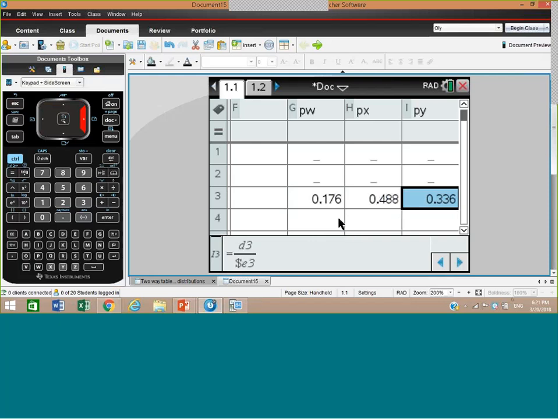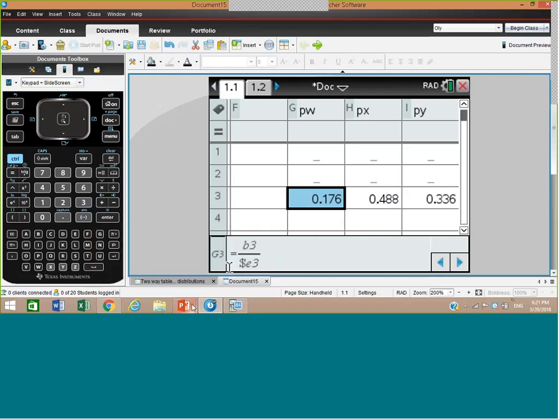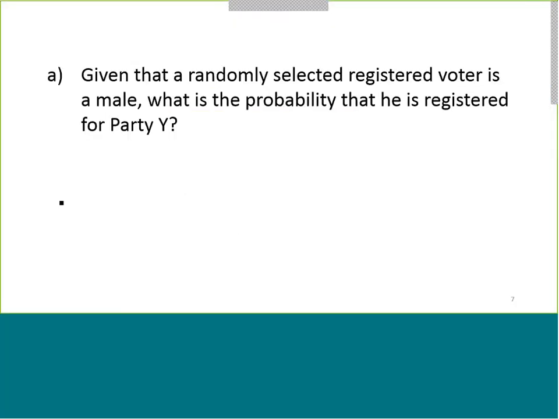So let's actually do the real question now, the AP problem. You want to jump back over to the PowerPoint? Yeah, let's take a look and see what the question was. So this is what they actually ask as part A of the original AP question: given that the selected registered voter is male, what's the probability he's registered for Y?